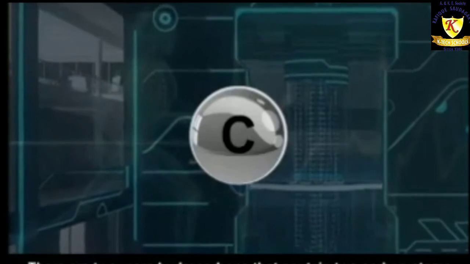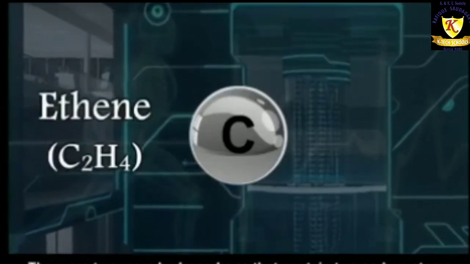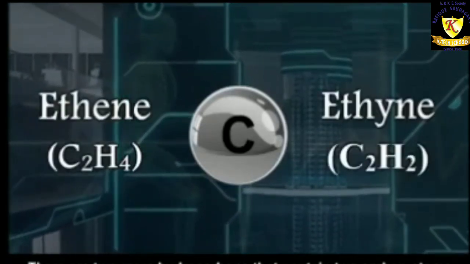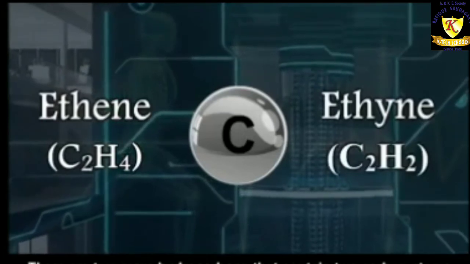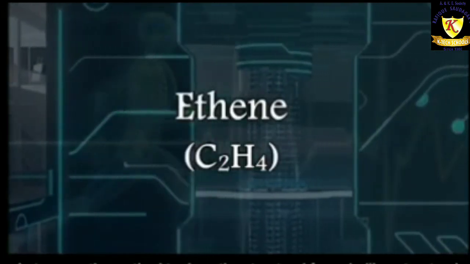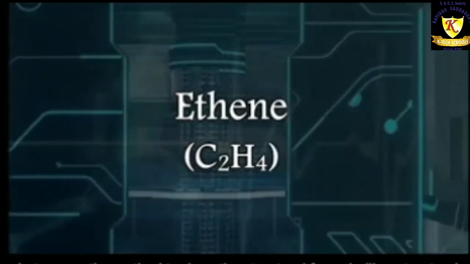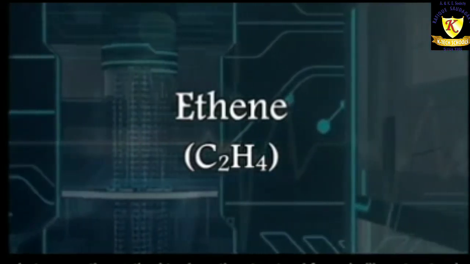There are two more hydrocarbons that contain two carbon atoms, namely ethene and ethyne. Let us see the method to draw the structural formula of ethene.